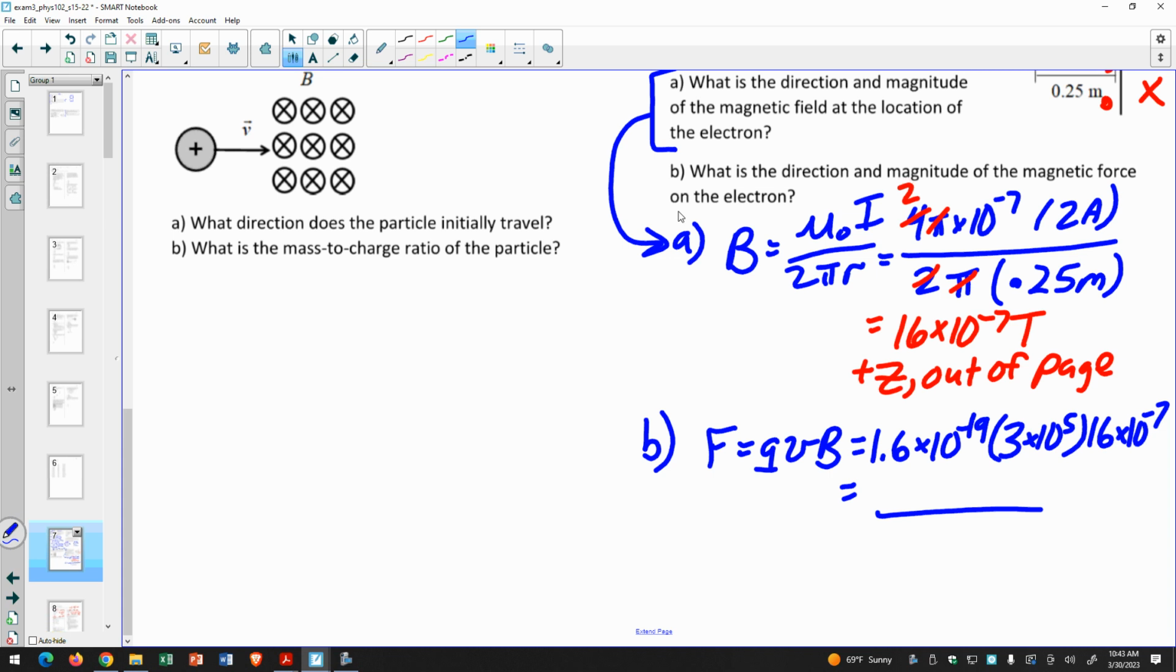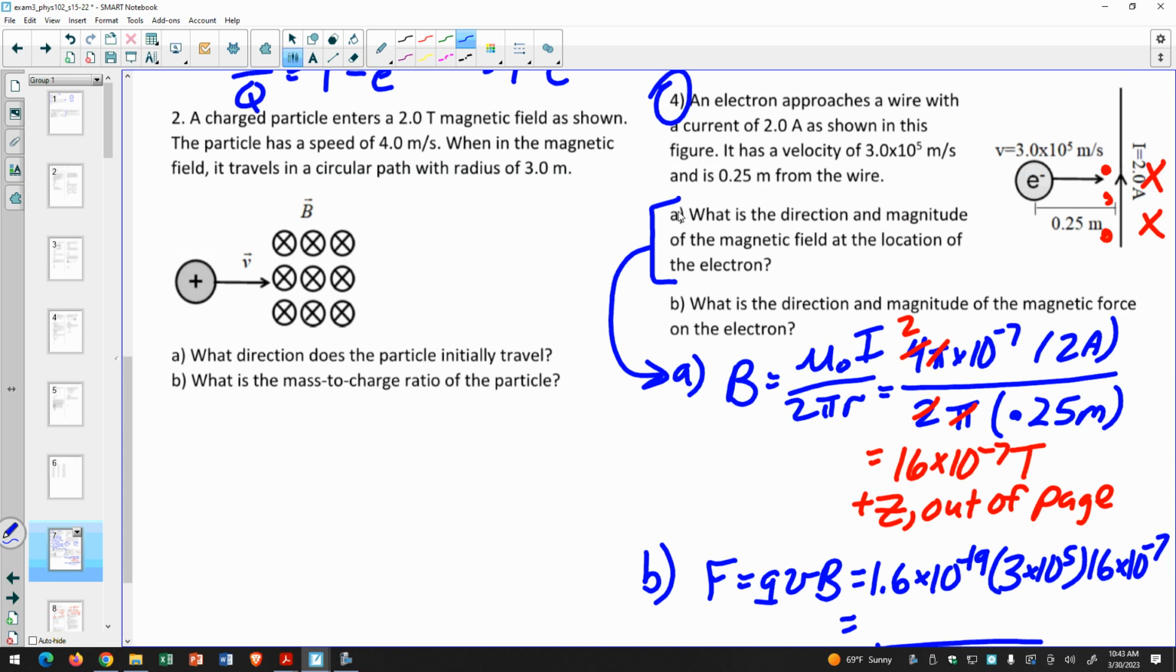You can calculate that. But then I also need to find the direction of that magnetic force. Now notice here this magnetic field is out of the page. So this electron is going through a magnetic field that's out of the page. So its velocity is to the right. I have to turn so my magnetic field is pointing away. So the force would be down. I would say that the force is down, except that this is an electron, so the force is actually up.